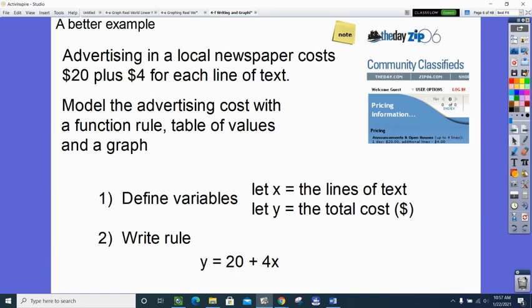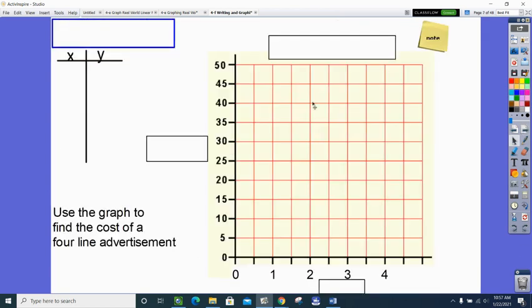I'm now ready to make a table. When I go to do my graph, the first thing I'm going to do is create a table. I'm just putting this up here. Here's the function rule. I need to create a table, and I need to pick inputs that are reasonable values. So I'm just going to talk this through, and then I will show you the completed one. I'm not going to buy negative lines of text. And I am going to start with a zero, even though you wouldn't really have zero lines of text. You wouldn't be doing this. But what that does is anchor the graph to the y-axis.